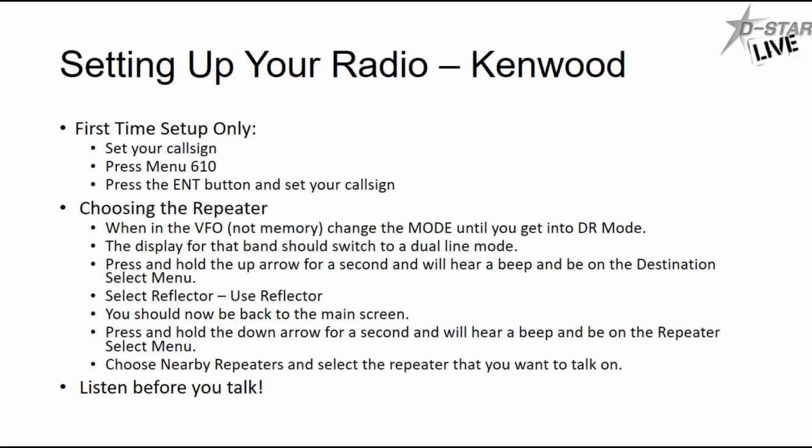So in either case, you buy the radio, get it today, walk outside, put the battery in it, put the antenna on it, put your call sign in it, put it in DR mode, select the nearest repeater, select the to be reflector, CQ, use reflector, CQ, and you're on the air talking, ready to talk. Question?